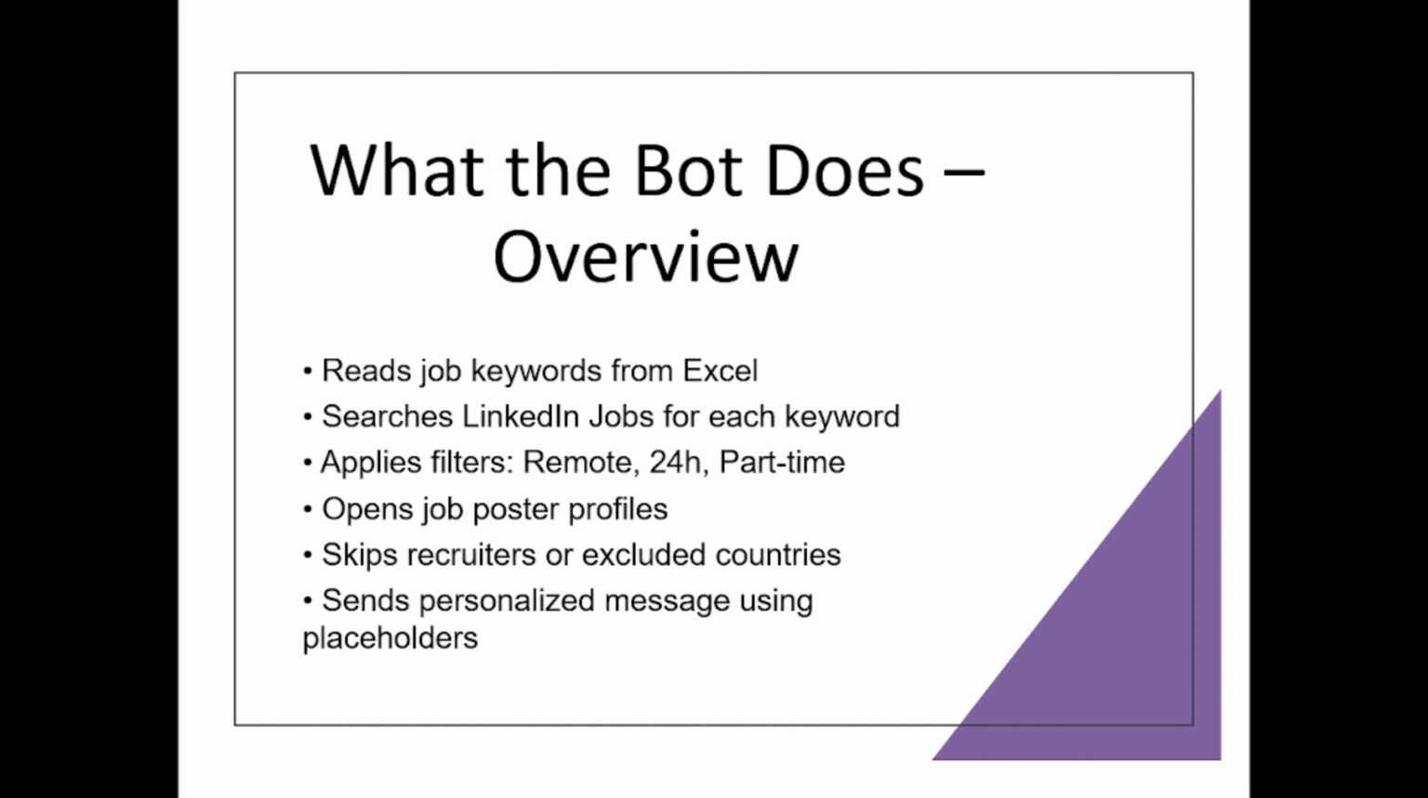For each job, it checks whether the job poster's profile is visible. If yes, it opens their profile and checks their designation, like HR recruiter or talent acquisition, and their location or country. If the person isn't in a skip list and they are not from an excluded country, the bot sends them a personalized message using a message template. The best part, it replaces placeholders like name, title, location, or job URL with actual data. So every message looks personal.